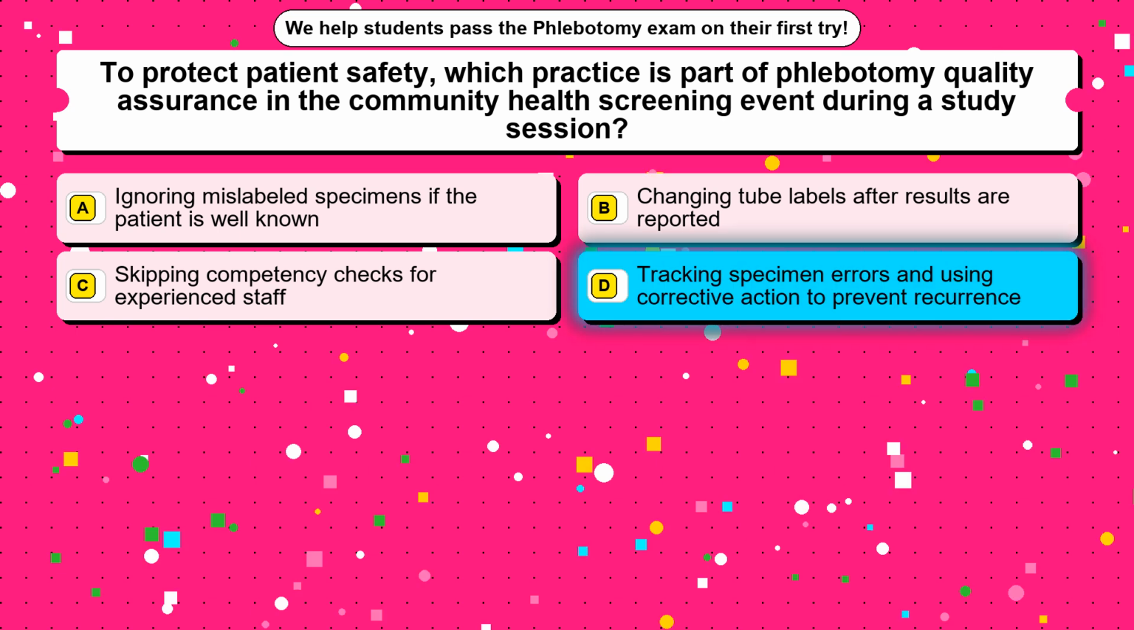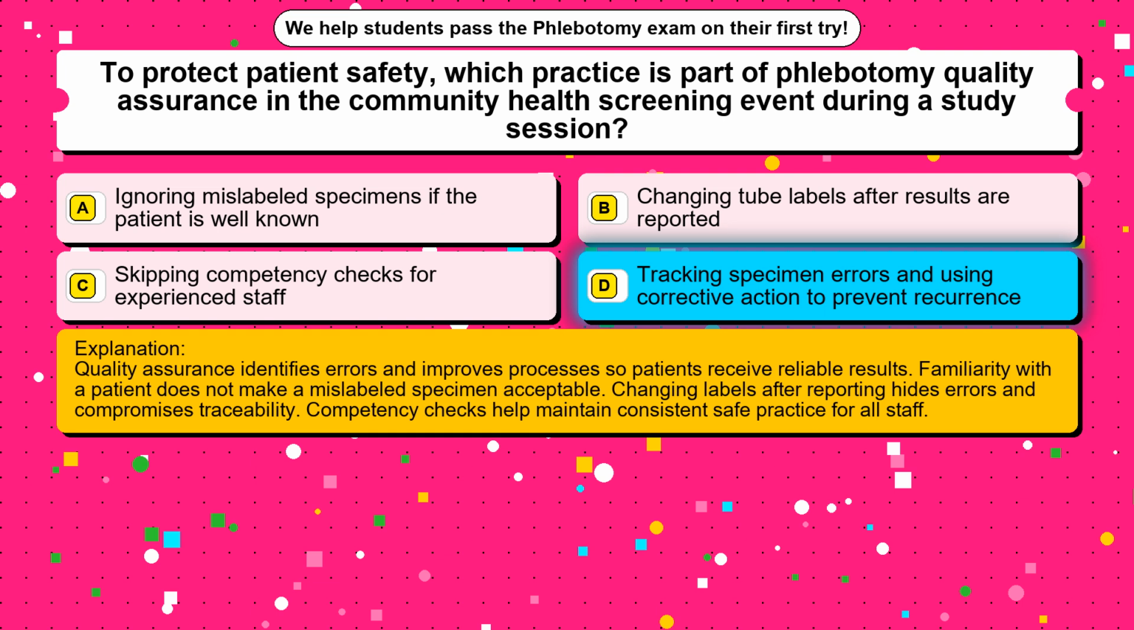The correct answer is option D. Tracking specimen errors and using corrective action to prevent recurrence. Quality assurance identifies errors and improves processes so patients receive reliable results. Familiarity with a patient does not make a mislabeled specimen acceptable. Changing labels after reporting hides errors and compromises traceability. Competency checks help maintain consistent safe practice for all staff.